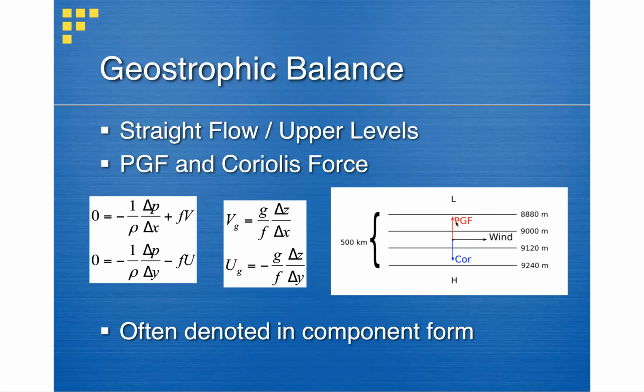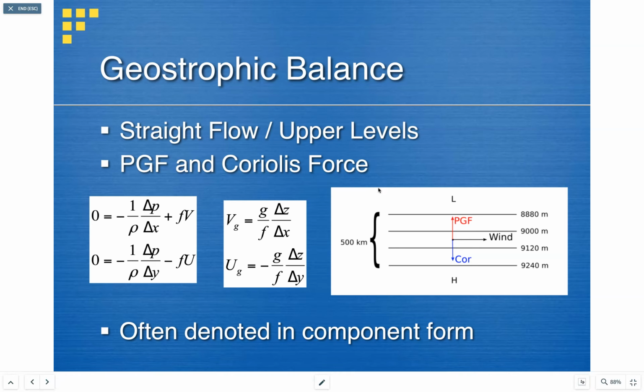Thinking now to our horizontal balances, one of the most common balances that we talk about, and that was talked about in Introduction to Meteorology, is geostrophic balance. Geostrophic balance is also a balance of two forces, our pressure gradient force, now in the horizontal, and the Coriolis force. The geostrophic balance is valid for straight, non-curved flow in the upper levels, because we are not considering centrifugal force or friction here.